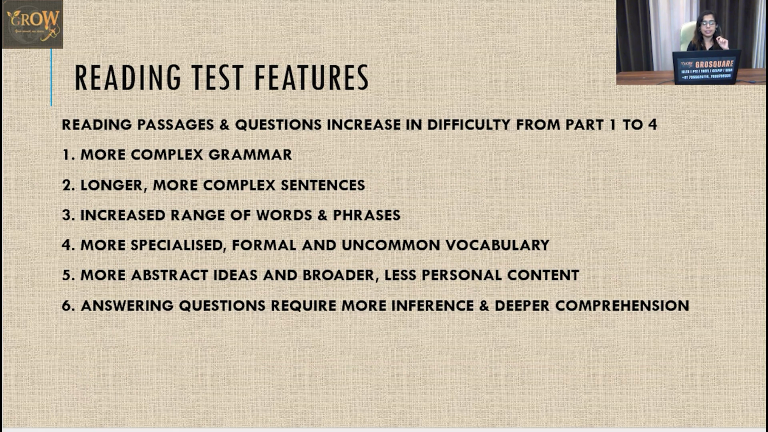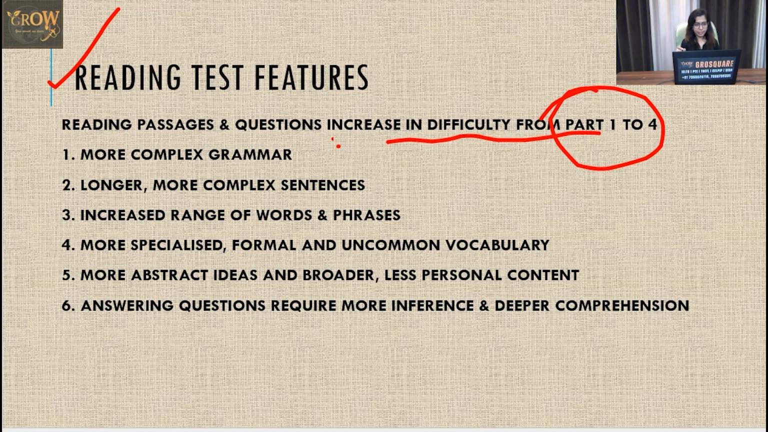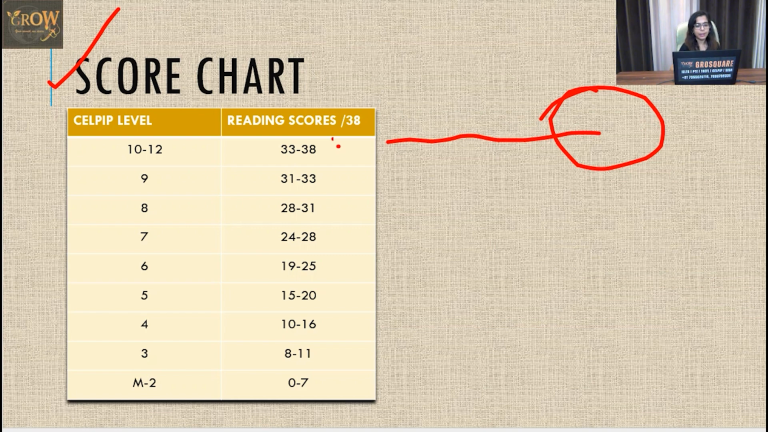Now let's discuss the reading test features. The reading test, as you already know, has 4 parts, and the difficulty increases, right? So if you get more right attempts from the last section, the last half, you're going to score better, right? This is what we need to understand in the scoring section. Let me show you once again. So here we have the score chart.